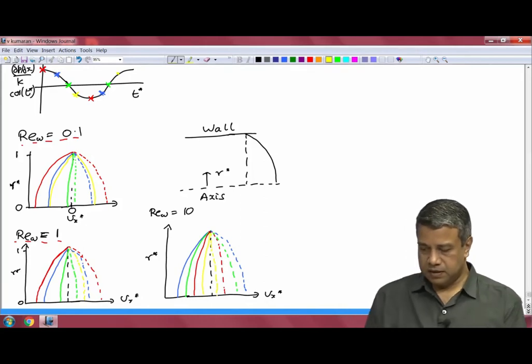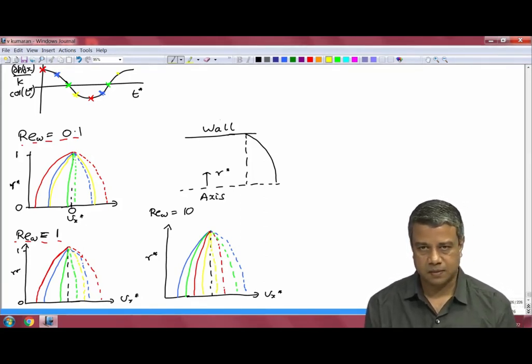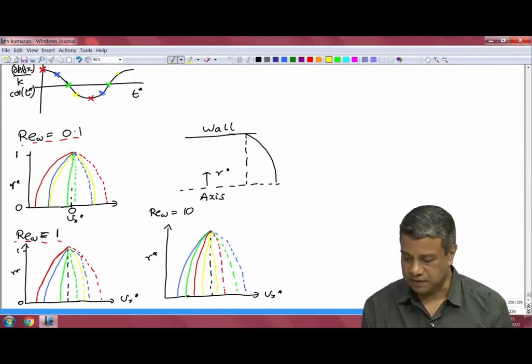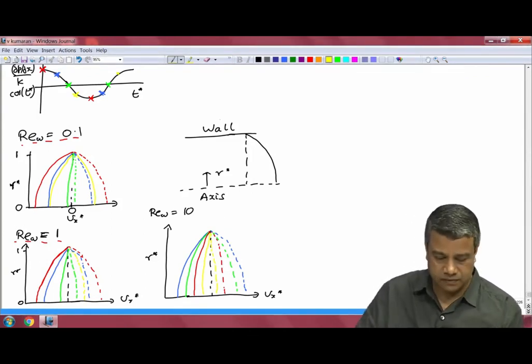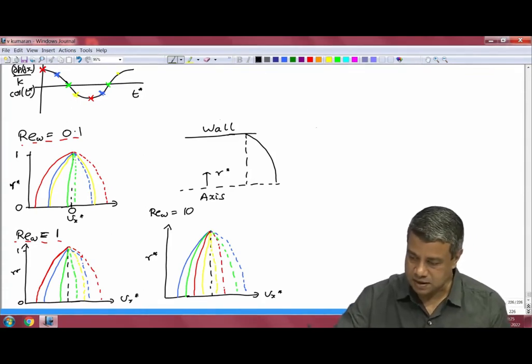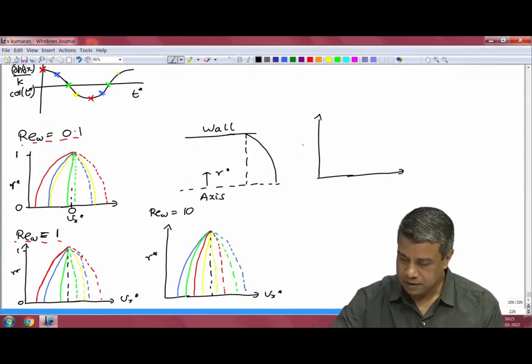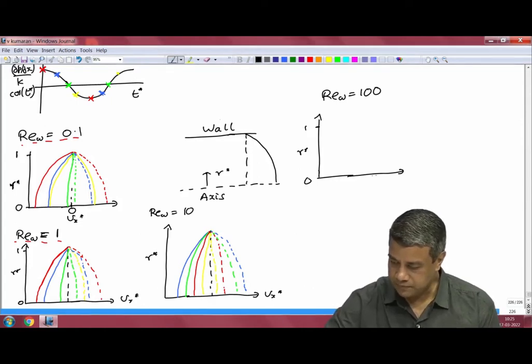So, you can see this is clearly complex. You are getting a phase shift between the pressure wave and the velocity, and that phase shift actually accentuates as the Reynolds number increases. So, if I plot it for R omega equal to 100, R star, this is 1, this is 0, this is 0 velocity.